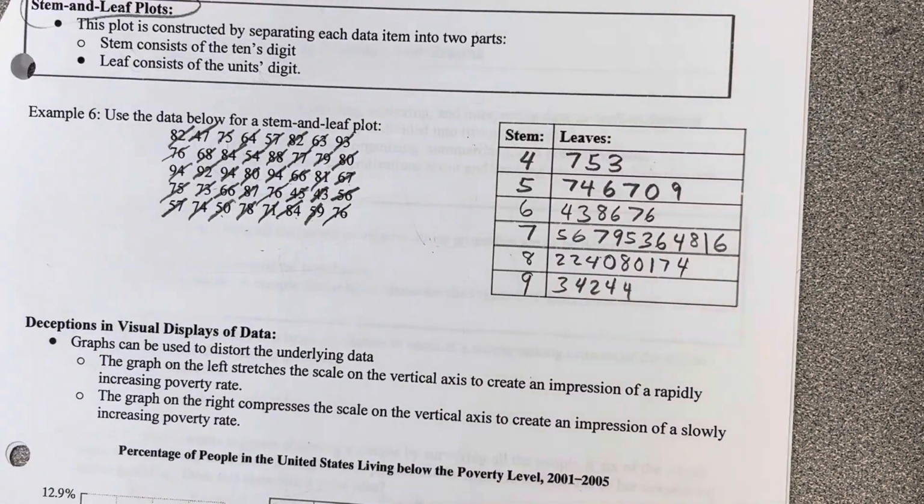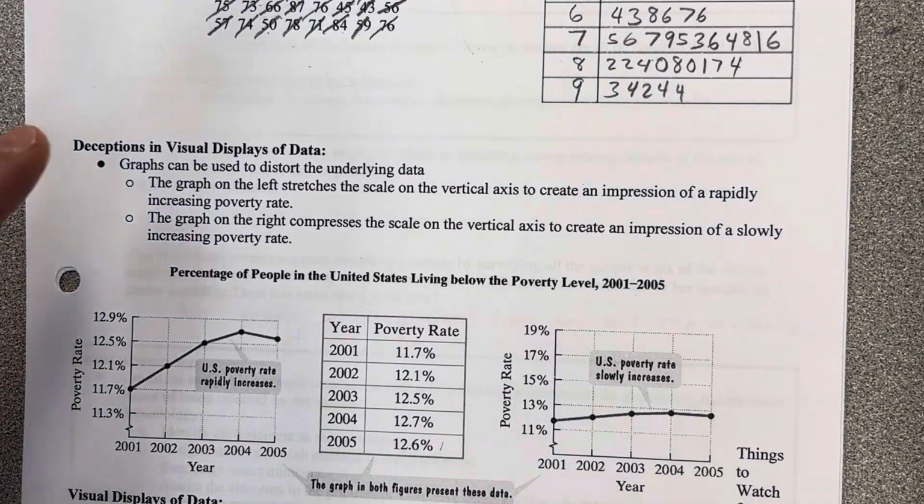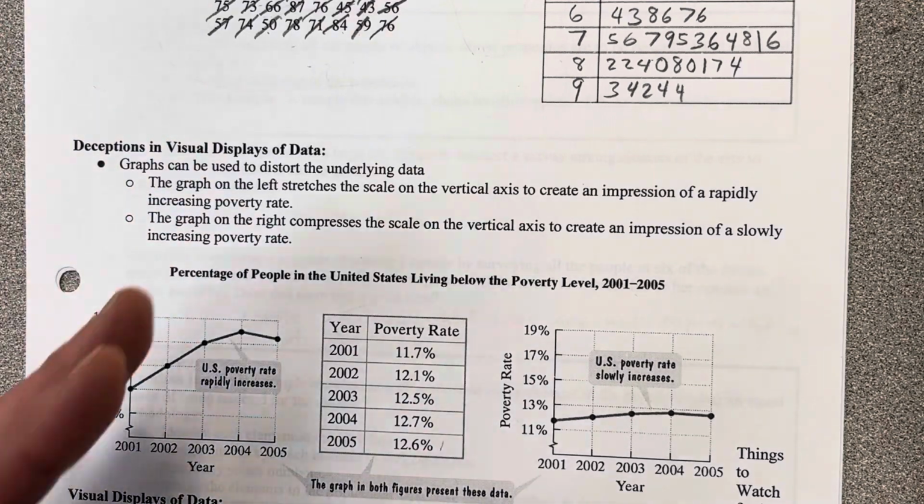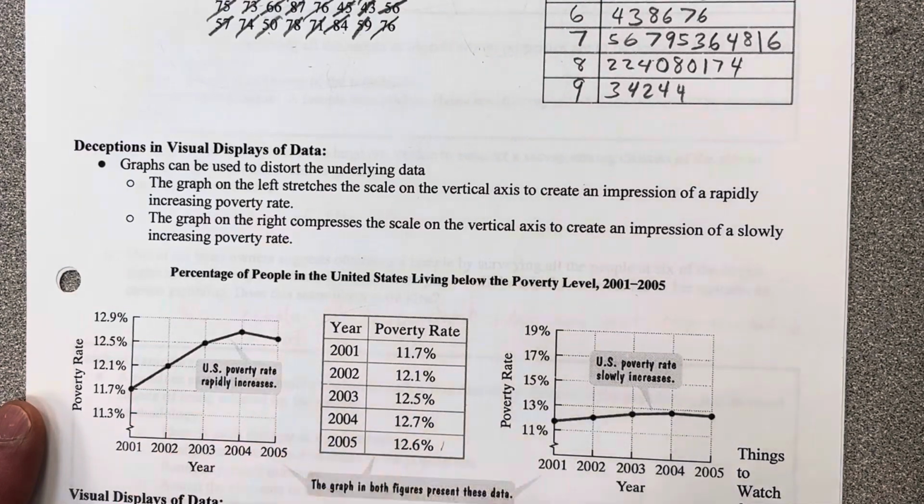All right, deceptions in visual displays of data. So here's the thing, it's pretty easy to manipulate your intervals on graphs to mislead people. If you want to make it look like things are changing drastically, you can shorten up your interval on the y-axis, and it makes it look like big changes are occurring, where in reality things aren't changing that much. But it also is a little bit of perception or perspective. A change of 0.1% might be 100,000 people. You never know. So maybe this is the better way to look at it.